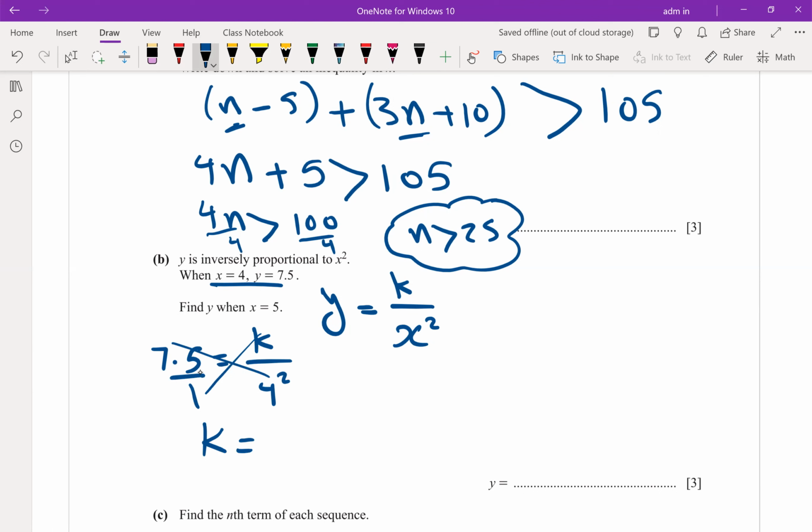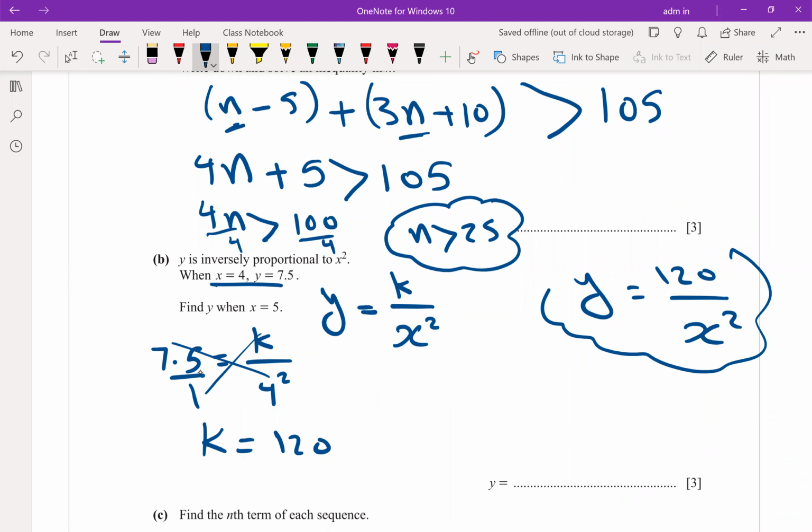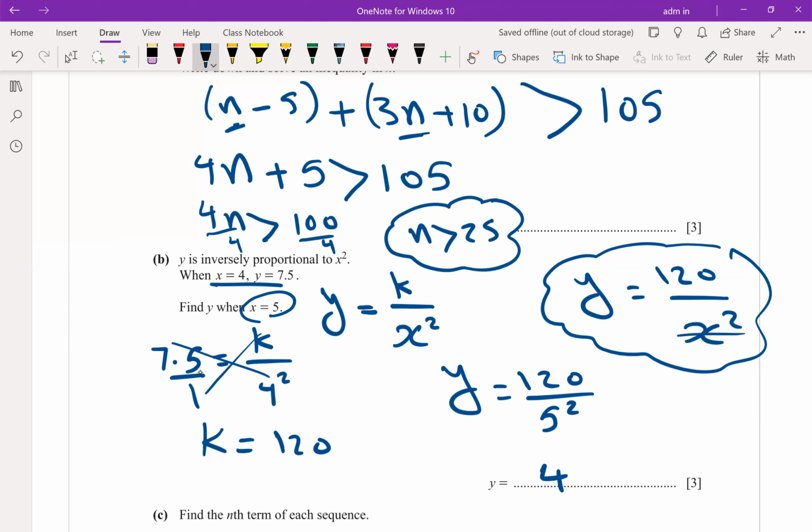Calculation: 120. So y equals 120 over x squared. This is called the equation connecting x and y. There are some questions written in part A. Find the equation. This is the equation after finding the value of k. Now, how to find y when we have the value of x? Remove x by 5. So y is 120 divided by 5 squared. So what is the final answer? 4.8.